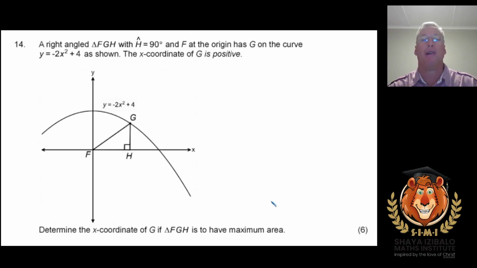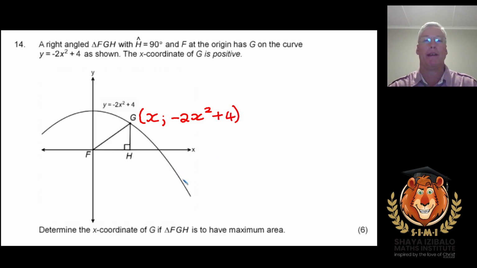All right, and on to the very last question. This is a classic optimization question. What we've got here is a triangle drawn as shown. This vertex G is on this graph of negative 2x squared plus 4. Now, a really important idea here is that if a point lies on a function, then it must have the form of x, negative 2x squared plus 4, if it lies on this particular function.